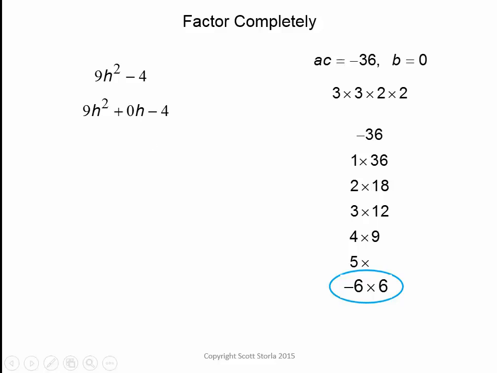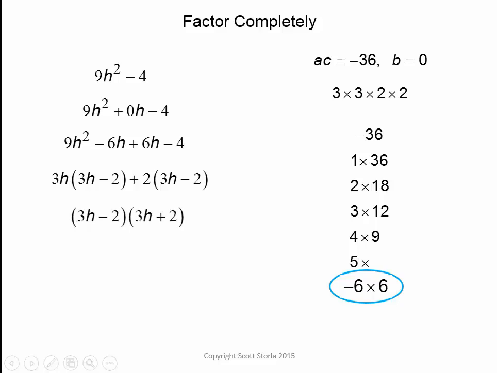So I can return to my original trinomial and write it as 9h squared minus 6h plus 6h minus 4. And then I would factor by grouping. When I distribute, I'll get 9h squared, and then I'll pick up opposites. That is, I'll get 6h, but I'll then lose 6h. And finally, I'll get negative 4.